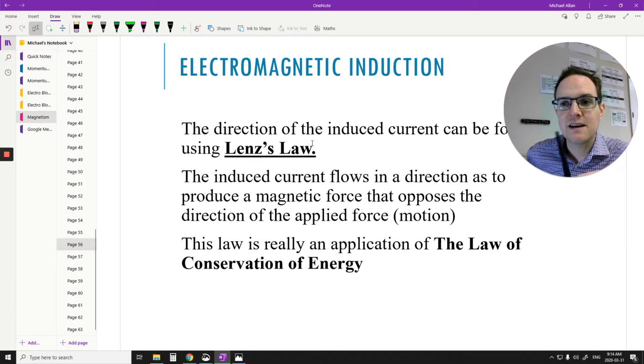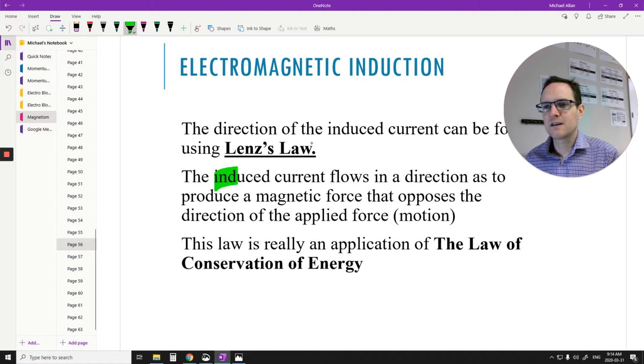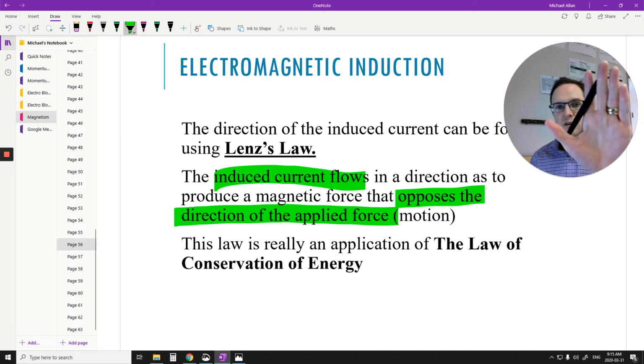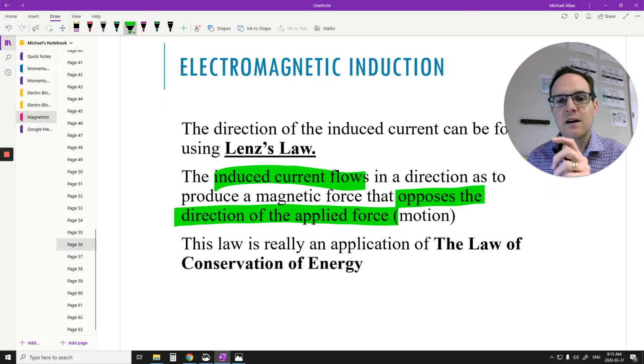And that's what Lenz's law says, that this induced current, so when I move a wire in a magnetic field, that's the generator effect, it's going to produce a current in that wire. Now, Lenz's law tells us which way the current is going to flow by saying that the induced current is going to oppose the direction of the applied force. So that means it's going to move in such a way that if I use my left-hand rule, it's going to push back on where it was coming from and slow down the motion.